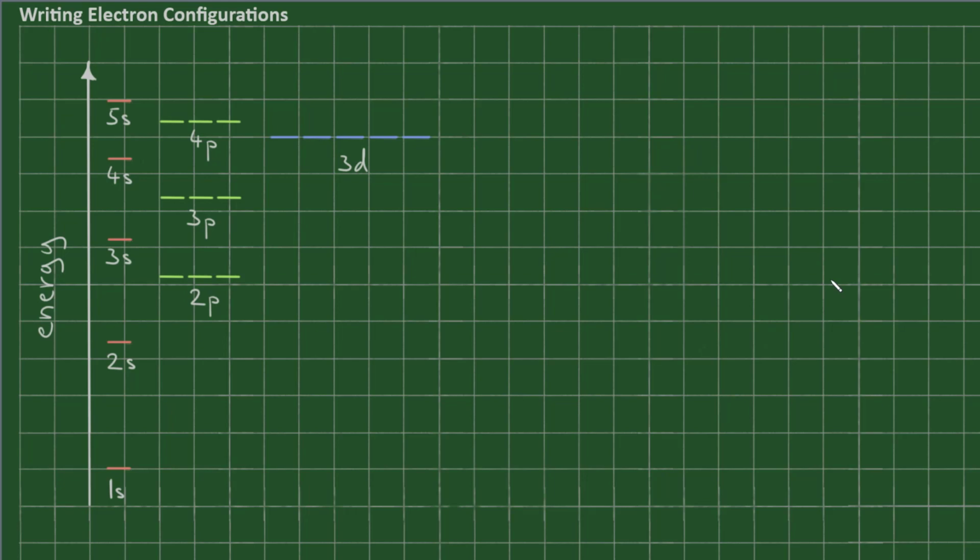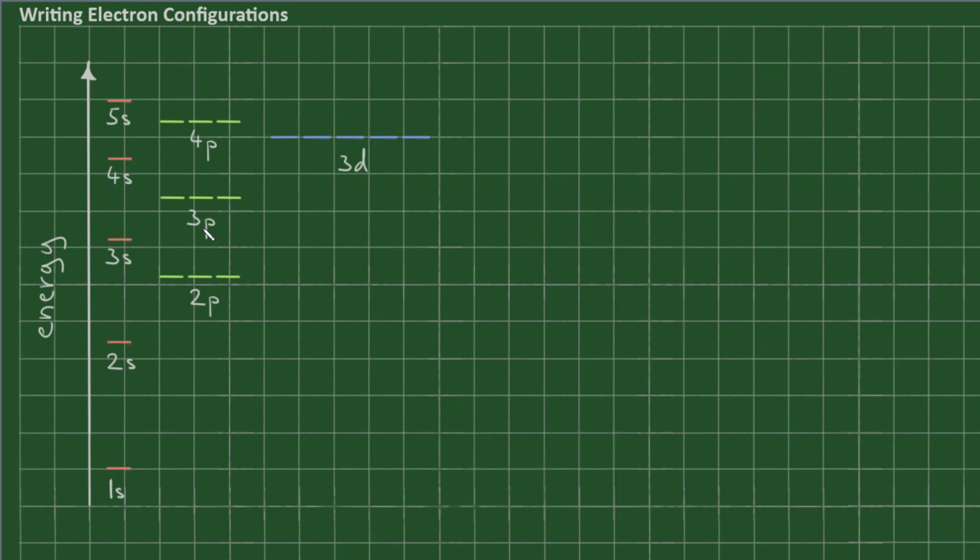Previously I mentioned how electrons will occupy orbitals in order of increasing energy. And initially that order is fairly straightforward. So I start with 1s, move to 2s, then 2p, then 3s, then 3p. But now things get more complicated.